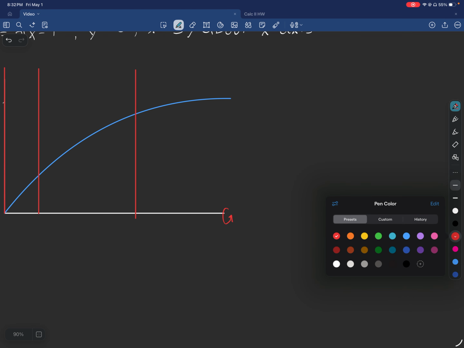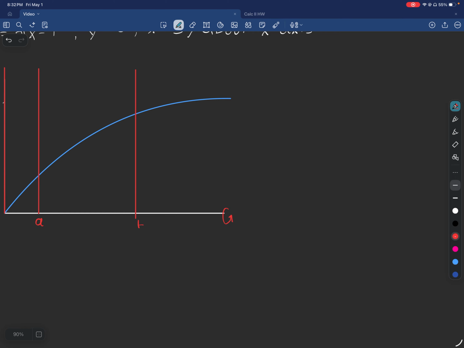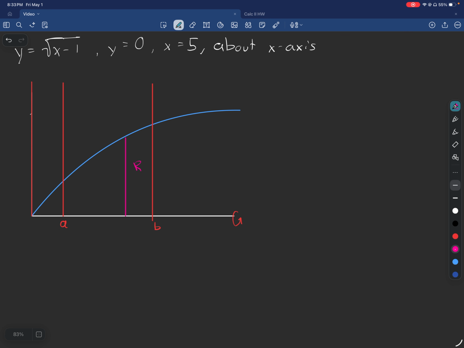So we see our bounds are a, b, but where is our formula really going to come from? For disk method and any other method where we're finding a volume of an object, we're going to take a cross-sectional area, which will just be our radius pretty much. And as the name suggests for this method, revolving this cross-sectional area will make a disk. And it will look roughly something like this.